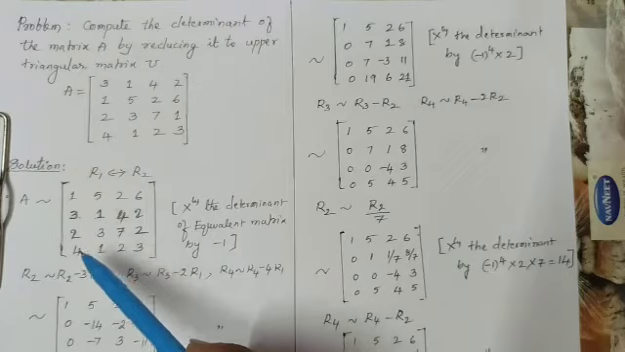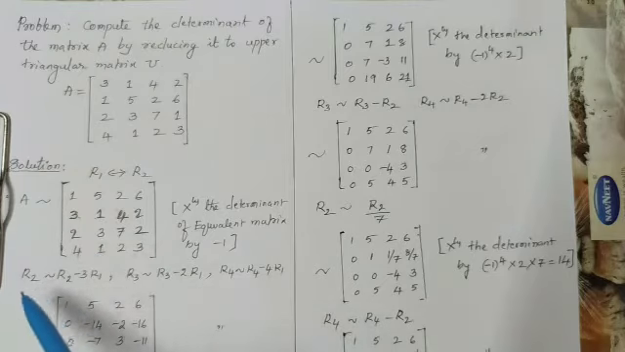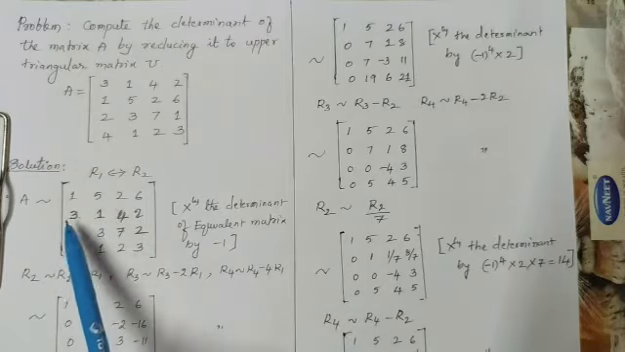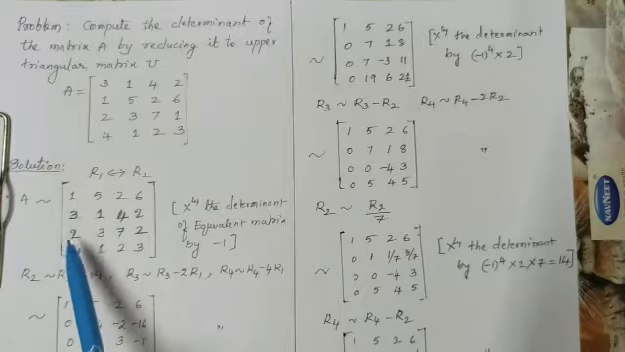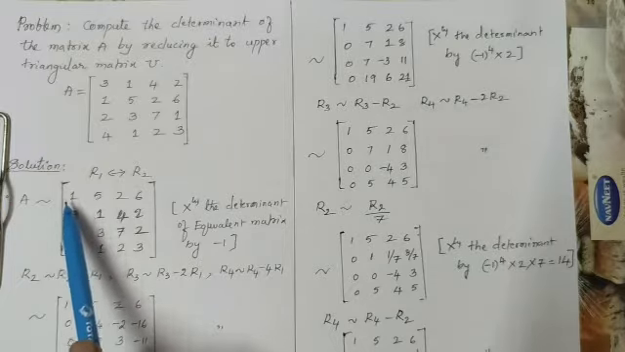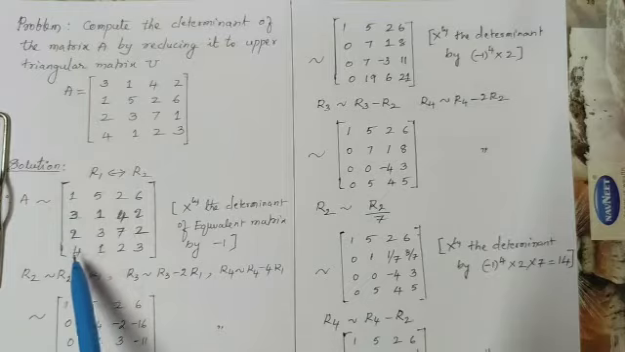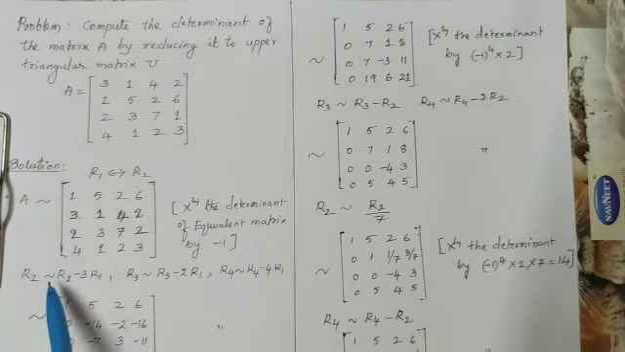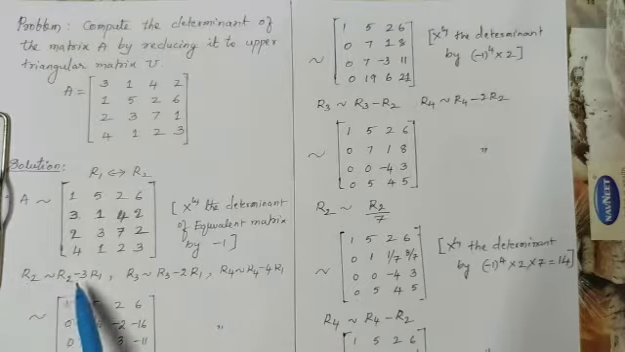So we need to follow the elementary row operations. The first thing we need to do is make these three entries 0 with the help of the first row, and that means this is the pivot element. So with the help of this element we have to make these three entries 0. I wrote the operations accordingly here. So R2 is equivalent to R2 minus 3R1.